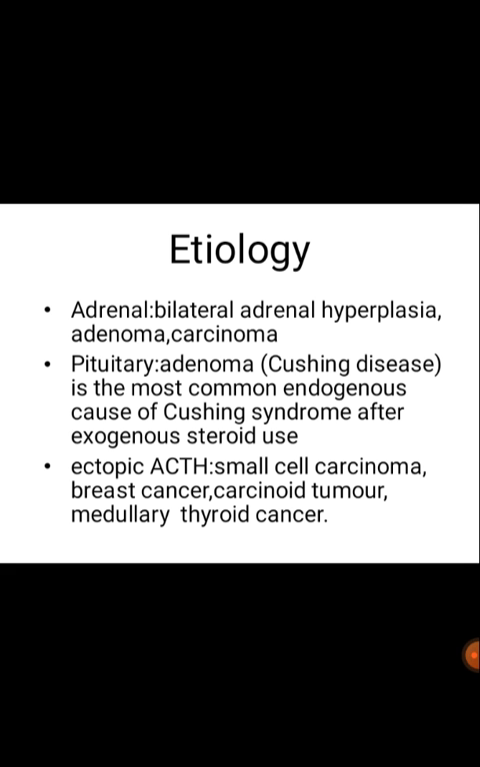Adrenal causes include bilateral adrenal hyperplasia, adenoma, and carcinoma. Pituitary causes include pituitary adenoma, which is the most common endogenous cause of Cushing syndrome, and the most common overall cause of Cushing syndrome is exogenous steroid use. Ectopic ACTH is produced by small cell carcinoma, breast cancer, carcinoid tumor, and medullary thyroid cancer.